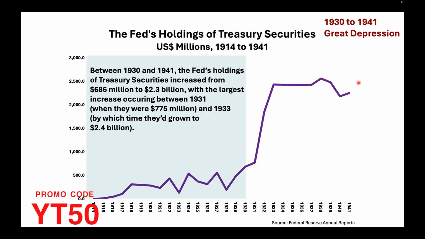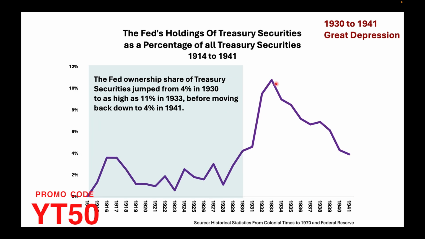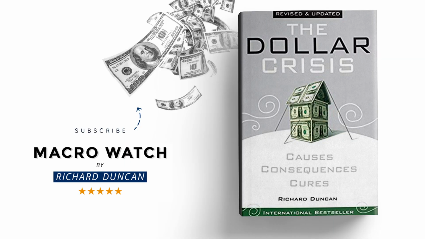Between 1930 and 1941, the Fed's holdings of Treasury Securities increased from $686 million to $2.3 billion, with the largest increase occurring between 1931, when they were $775 million, and 1933, by which time they'd grown to $2.4 billion. The Fed's ownership share of Treasury Securities jumped from 4% in 1930 to as high as 11% in 1933, before moving back down to 4% in 1941.